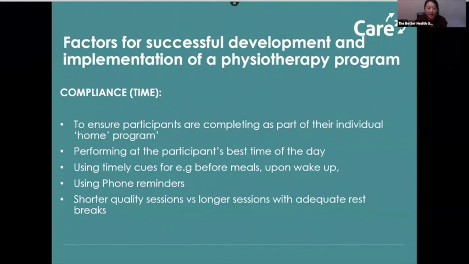Also a good one to consider is shorter quality sessions versus longer sessions with adequate rest breaks. Obviously, every participant is different. Depending on their fatigue levels or their endurance, some participants may prefer to complete just one big session in their day, incorporating little rest breaks in between. But some may benefit from shorter sessions throughout the day, particularly if they've got poor endurance. For example, they could be completing 2 different exercises before each meal. So in total, they're completing 6 different exercises in the day.